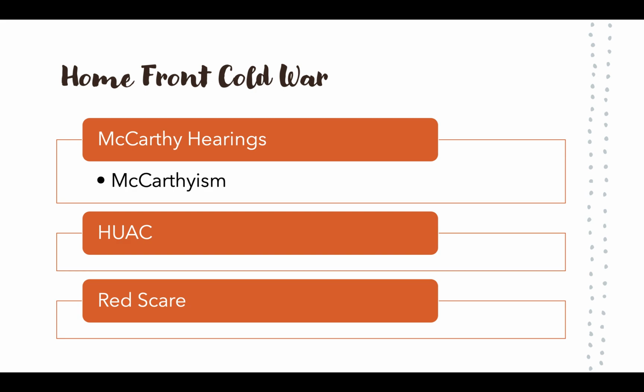And finally, what we call this time period during the Cold War on the U.S. home front is the Red Scare. Remember, this is the second Red Scare, where we were fearful that communists were going to take over our government and destroy the democracy of the United States.